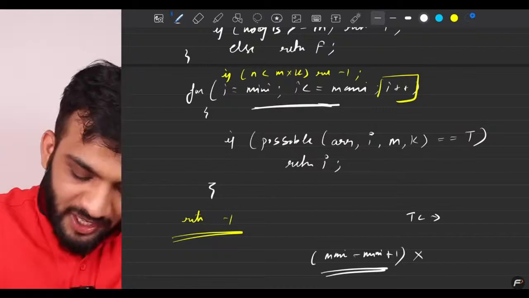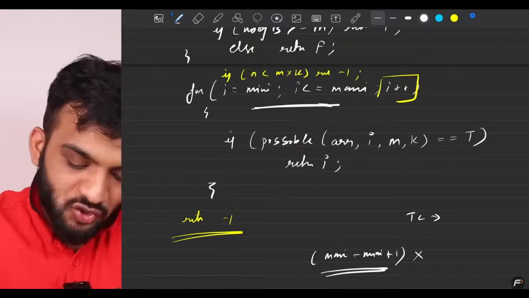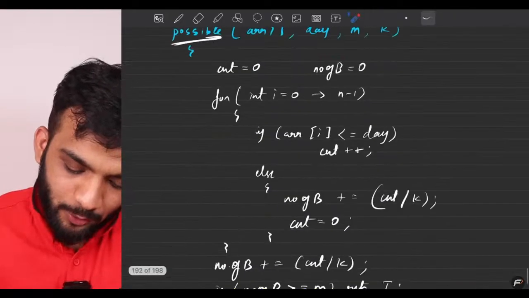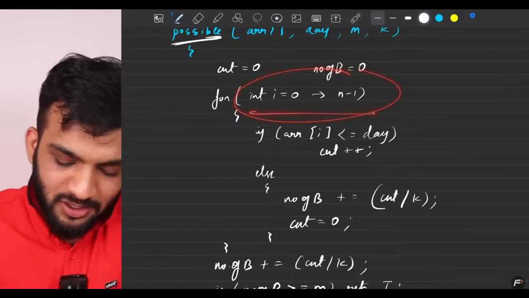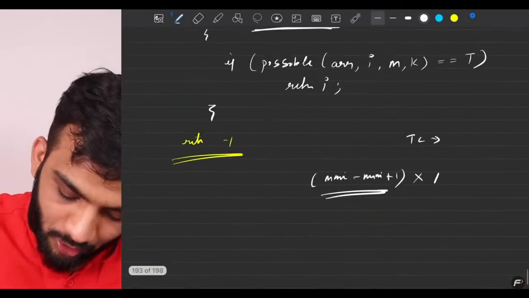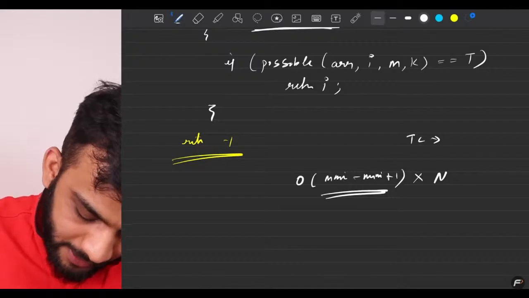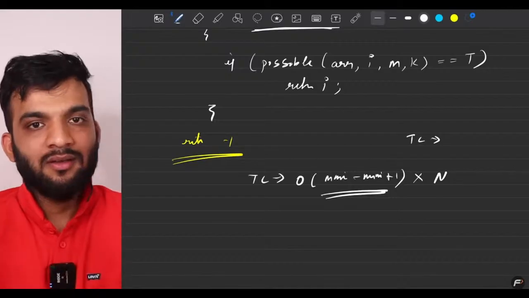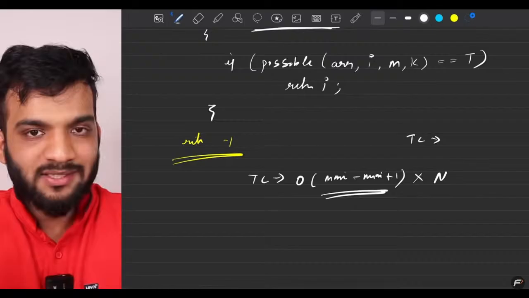Into, you're checking for a possibility. And in order to check, what are you doing? You're going through the entire array. So it's a big O of n. That will be my time complexity, yes, that will be the time complexity of the brute force.